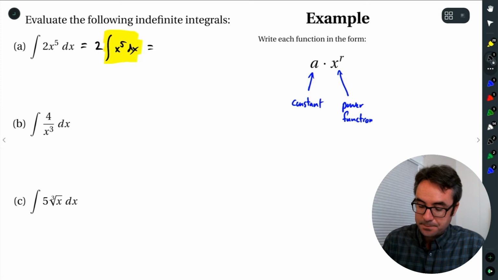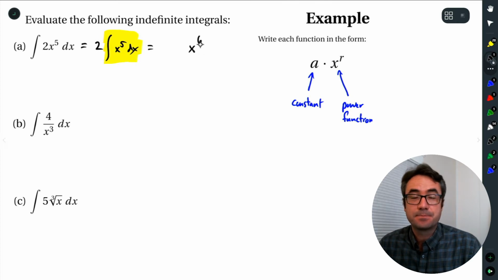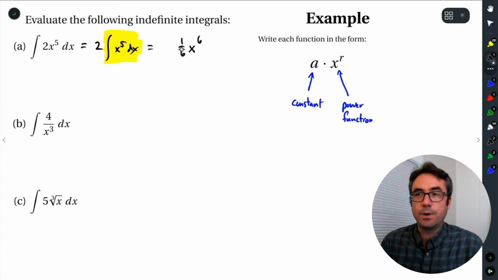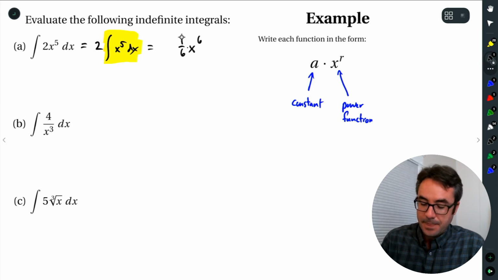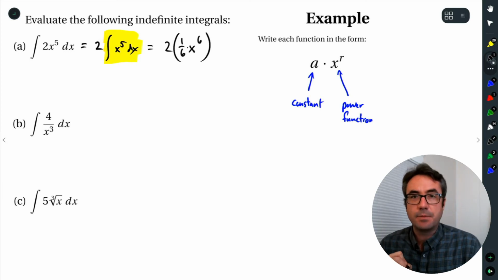So how does that look? Well, for x to the power 5, we're going to use the power rule. We keep our variable the same, it's going to stay in x. Our old exponent is 5. We're going to add 1, so that bumps us up to 6. We take this new exponent, flip it, put it in front, so it'll be 1 over 6. That's our antiderivative of x raised to the power 5. And then we're going to multiply that result by 2.